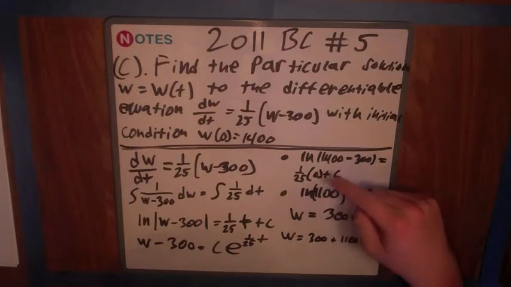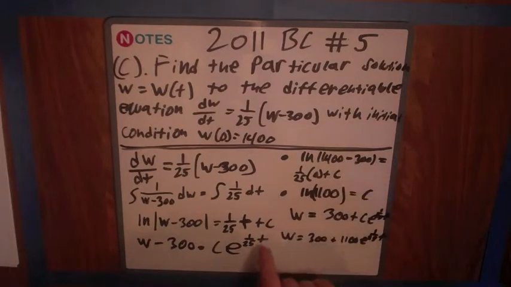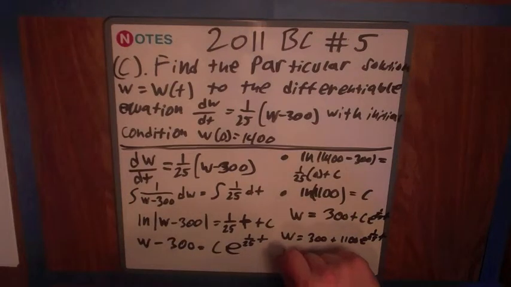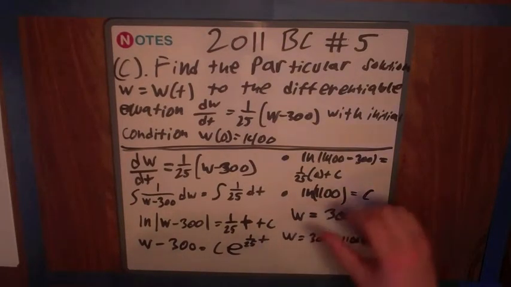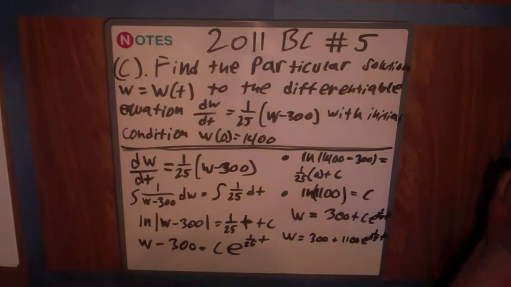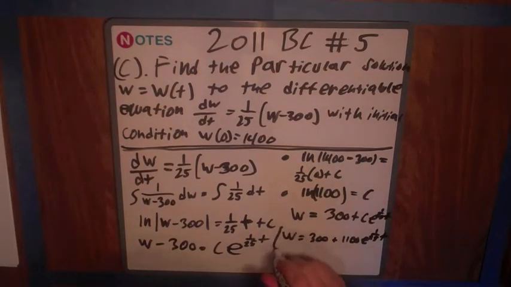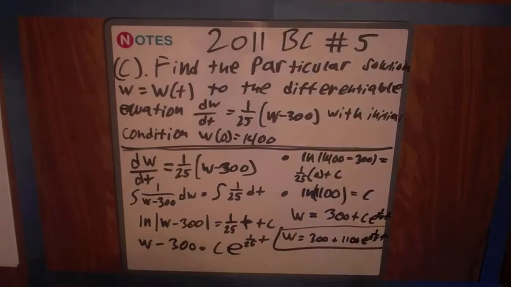And the reason why the natural log gets dropped is because back here, when it was e to the c, if you were to plug in the natural log for c, you're going to get e to the natural log. E to the natural log leaves you with whatever was in the natural log itself, which is 1100. Thus, that is the final answer.